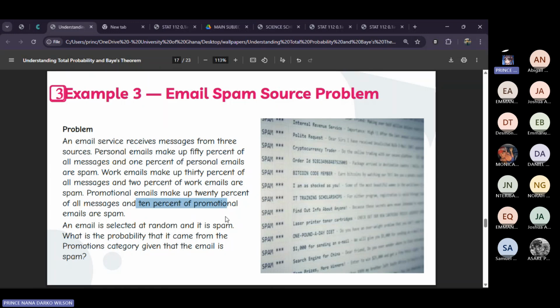So now we are saying that an email is selected at random and it is spam. What is the probability that it came from the promotions category? In other words, what is the probability of promotions given spam? So probability P given S. That's what you're looking at here.